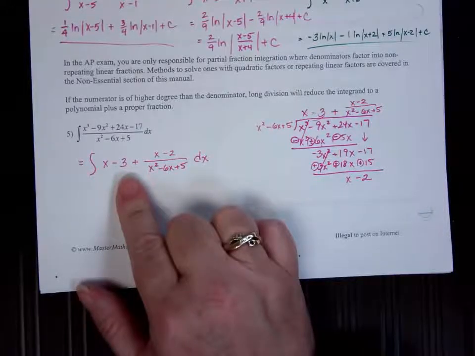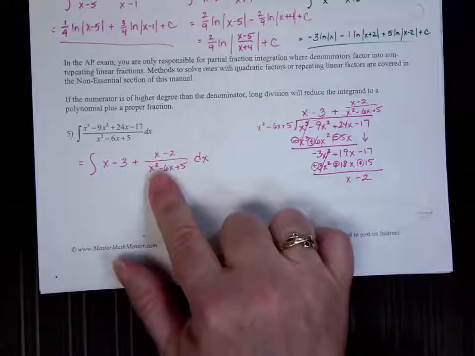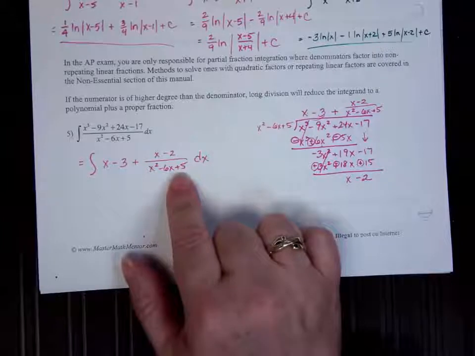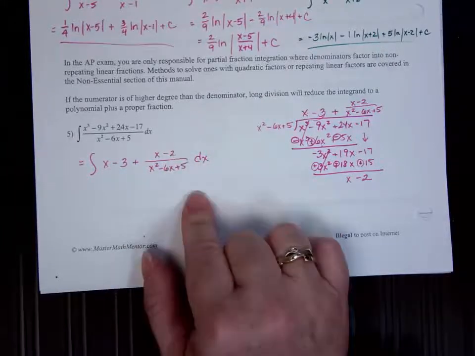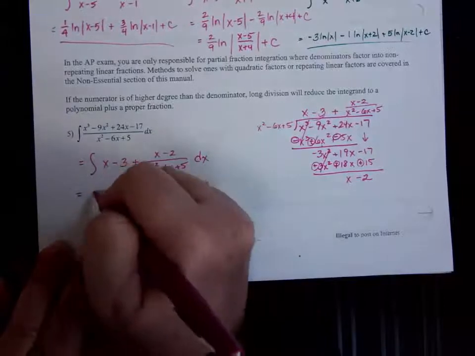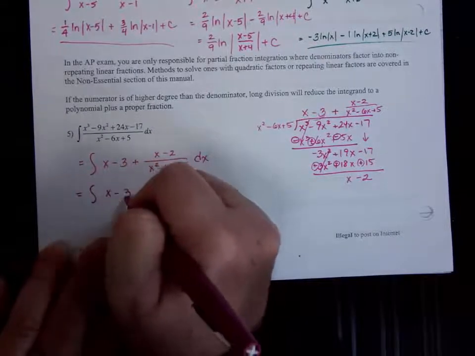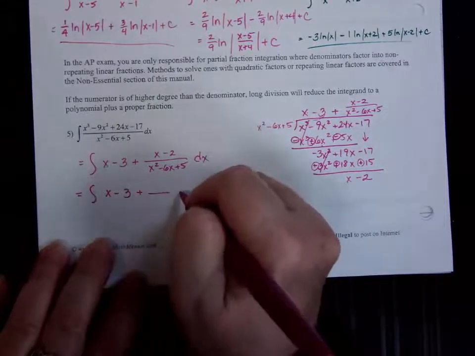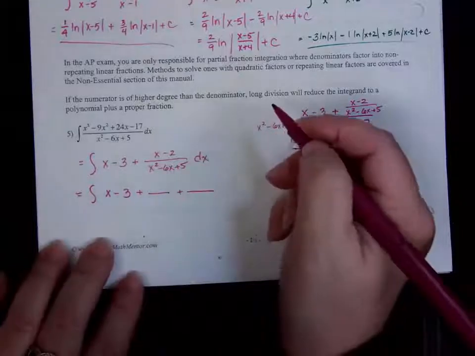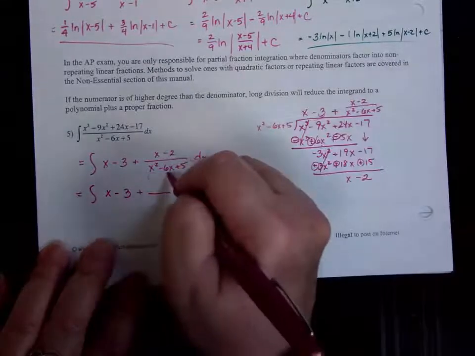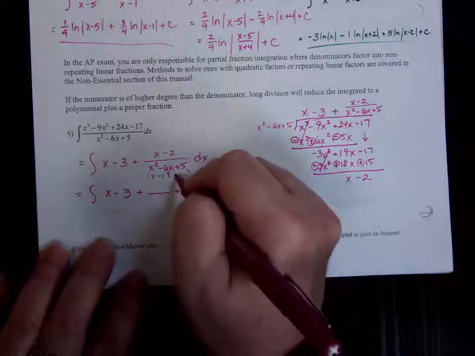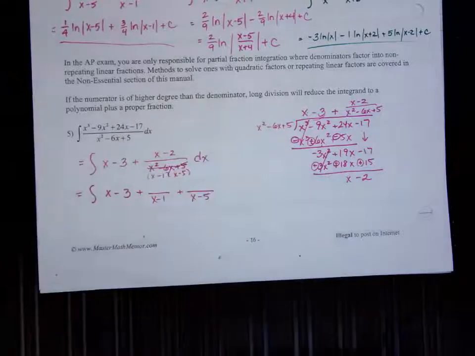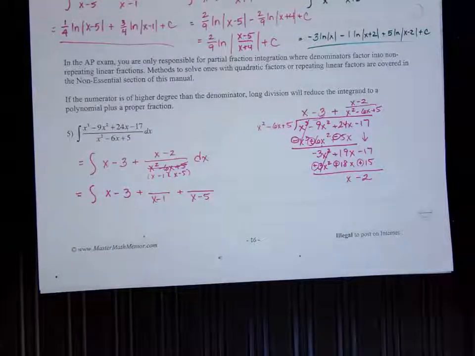This is now a partial fractions problem. Because the derivative of the bottom is not the top, I've got to split it. So what we're going to do is write the integral of x minus 3, and we're going to do it all at one time. I know how to do the first two, but we're going to go ahead and split it first. How does the denominator factor? I forgot to do that first. X minus 1 and x minus 5. So I'm going to write those on the bottom. Okay, you do just the next step. Give me my two numerators. You find my two numerators.